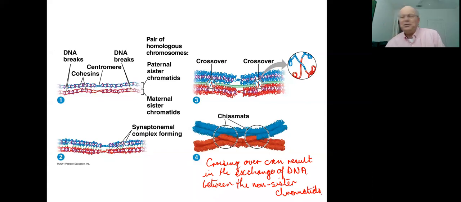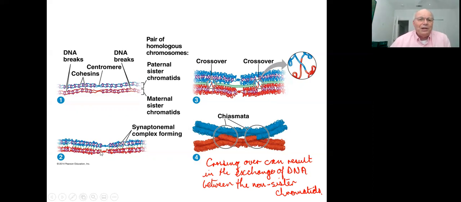And this exchange of DNA is actually really important because it is a potential source of genetic variation, which we'll discuss in a little bit more detail after we take our final break and get into the last section of the chapter.